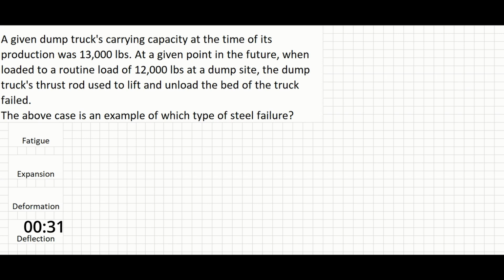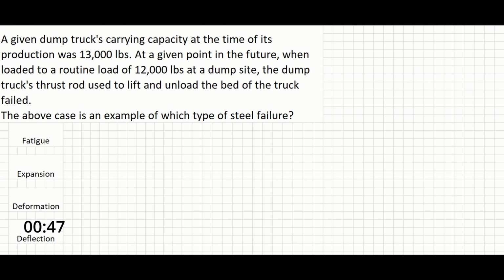This is an example of a conceptual problem that we would not be able to use the reference manual to help us with. Instead, it is a case where we would need to understand what is happening in the case provided and recognize the type of failure that occurred.